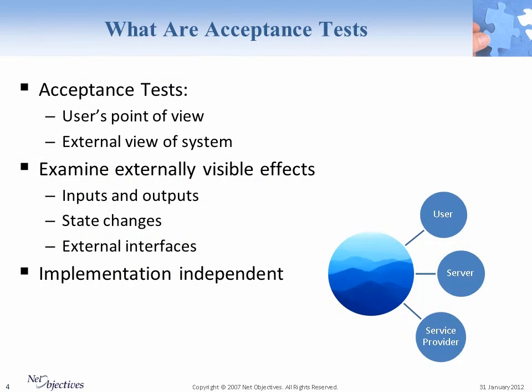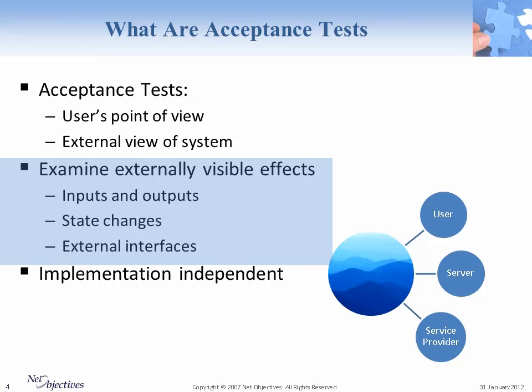First, let's describe what are acceptance tests. They are tests from the user's point of view, the external view of the system. They examine externally visible effects and may suggest that operations that are normally hidden from direct testing, such as business rules, are exposed for that testing.